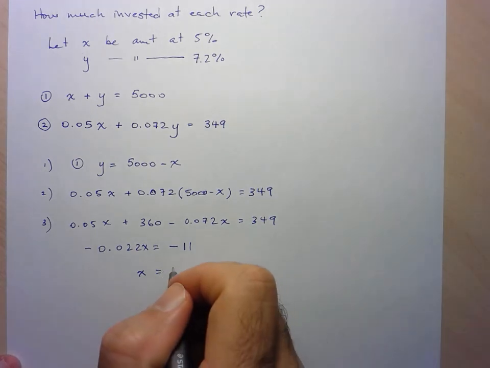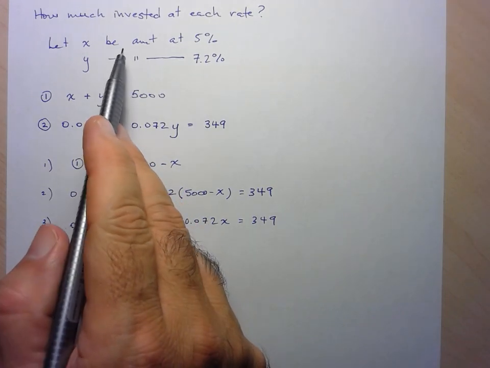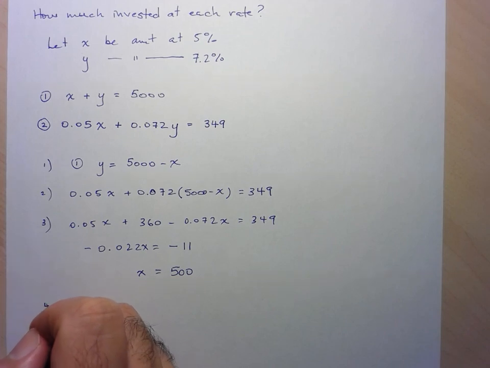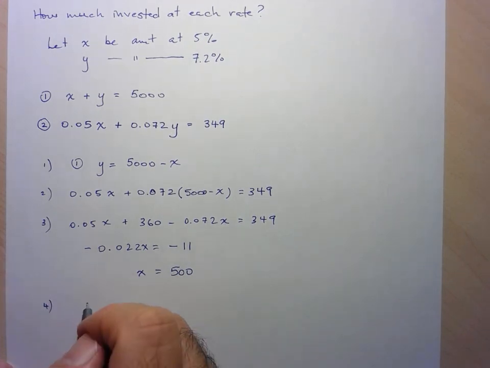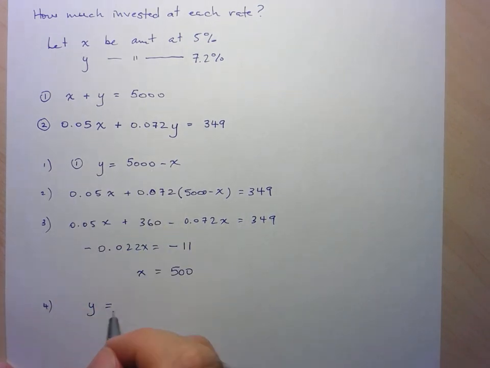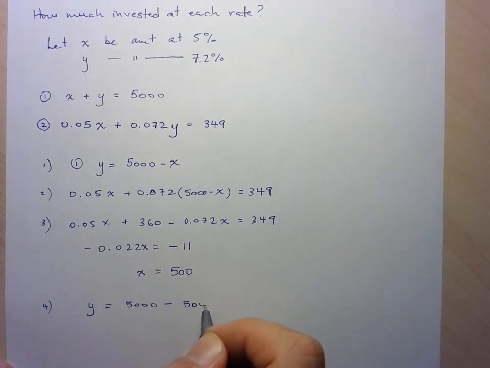Okay, so we've now found one of our answers. So we now know that $500 was invested at 5%, and of course the last step is to determine the second variable. And how do I find y? Well, I can just go back to equation 1. I know that y is equal to 5,000 minus x, which I've now determined is 500, so that's 4,500.